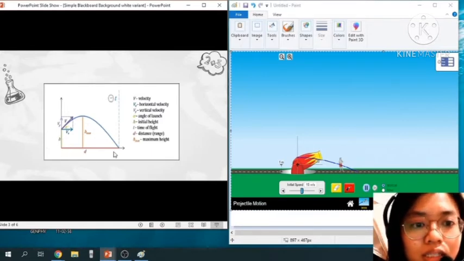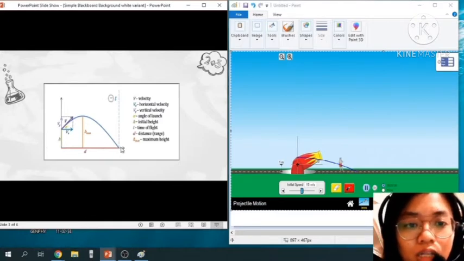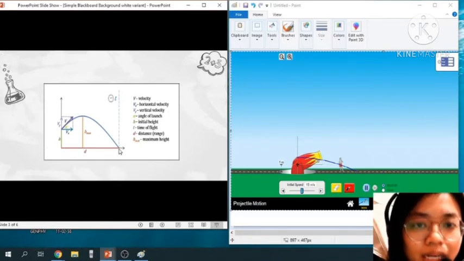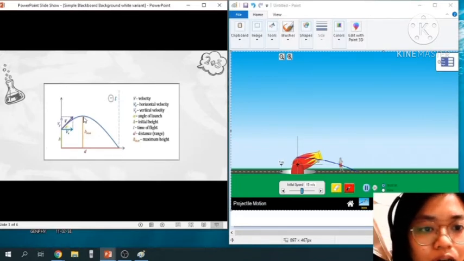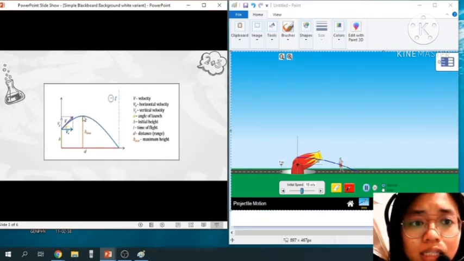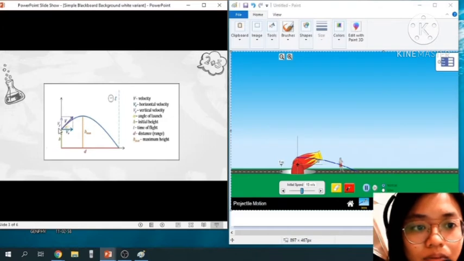Then we have the displacement, from the object being released up to where it lands, where the thrown object lands. We also have the maximum height, which is the displacement between the ground and the maximum height point the object can reach. Then we have the initial velocity, this is the V0, usually seen also as V.